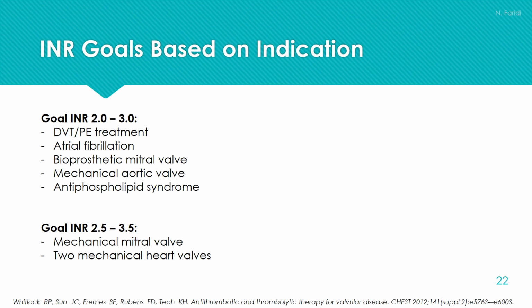Here I have listed the different indications for INR goals. Commonly we'll see an INR goal of 2 to 3 for the conditions listed on the slide. In unique circumstances, we'll have an INR goal of 2.5 to 3.5. Now remember, with warfarin therapy, the INR can be increased or decreased with various factors such as inconsistent diet, alcohol intake, or drugs that interact with warfarin.